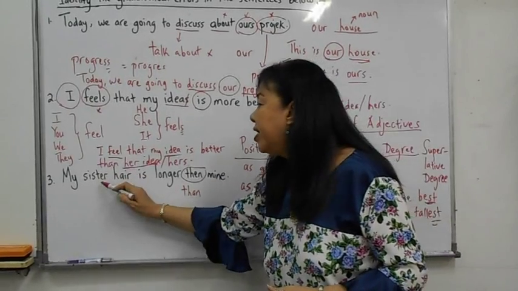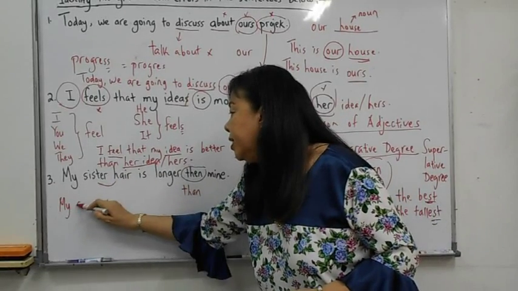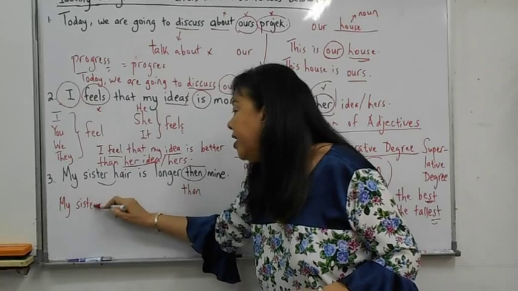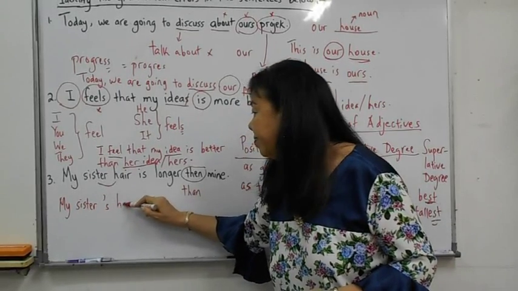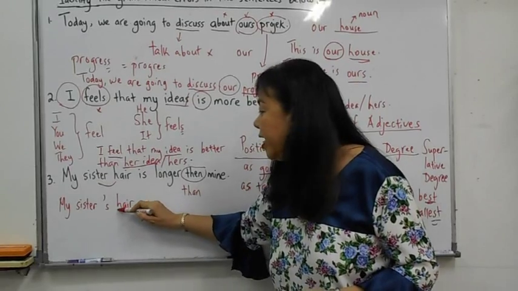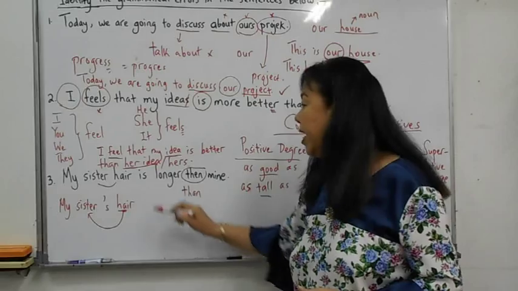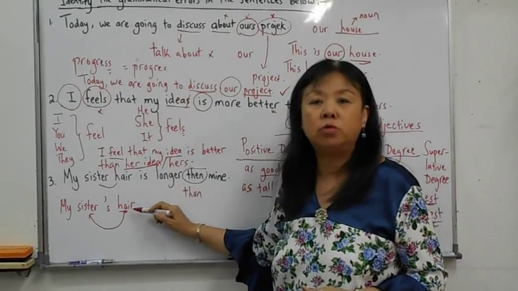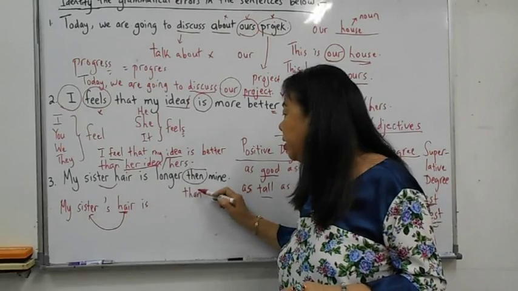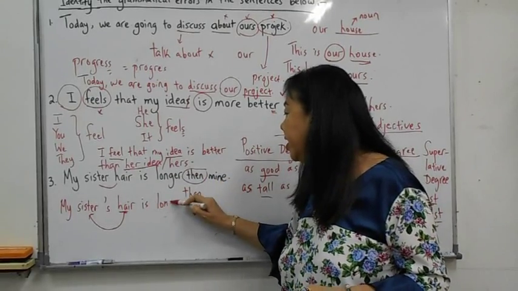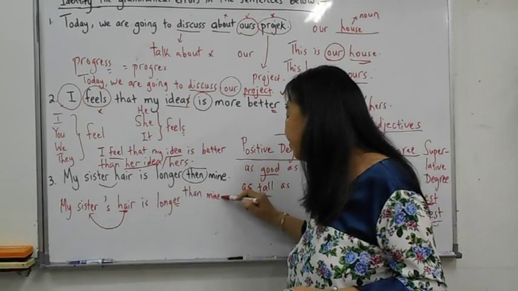And the second error is here. You should say, my sister, and then you put apostrophe S, hair. Meaning to say, the hair belonging to my sister. And then because hair is uncountable, you cannot count hair. So you should maintain is. And then because it's comparing between 2, then you should say, longer than mine.